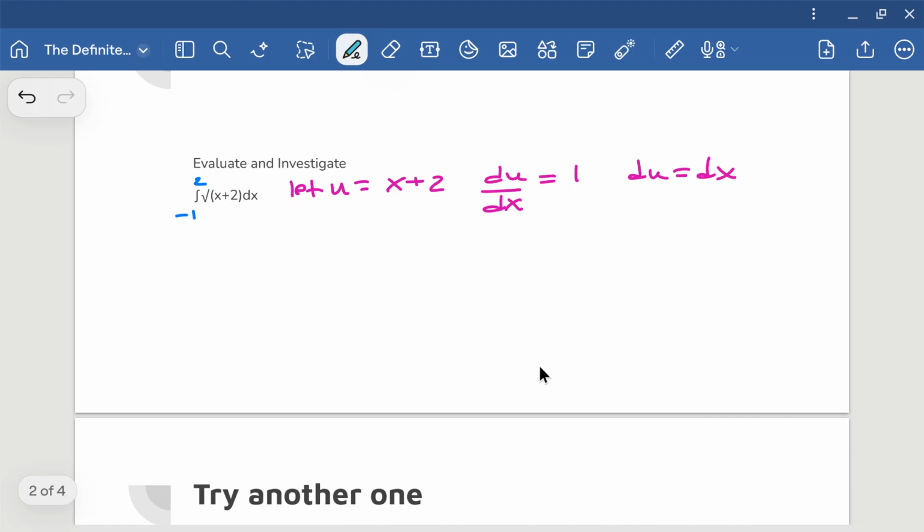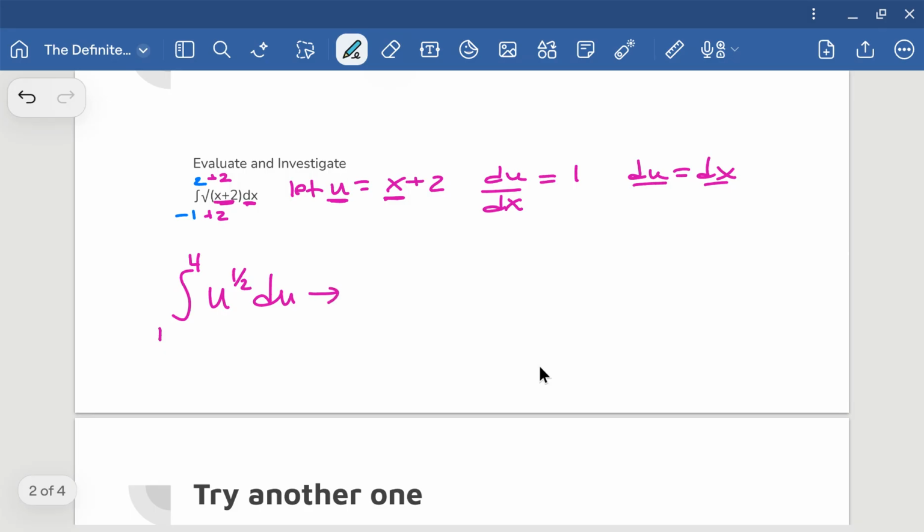So if your domain before was -1 to 2, but we're writing in terms of u, which is x plus 2, we want to add 2 to each of these values. So when I sub in, I'm going to have 1 to 4, and then instead of writing the root, I'll make it an exponent, so u to the power of 1/2. I replace that with u, and then dx, because dx equals du, gets du there. Now that I have that, I can go ahead and take that antiderivative.